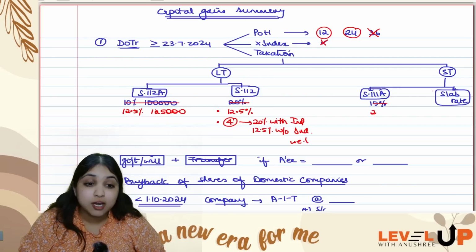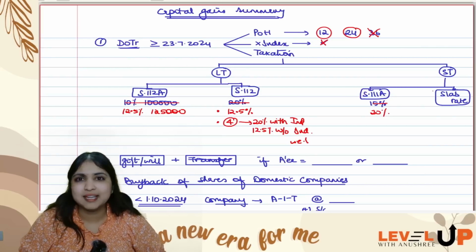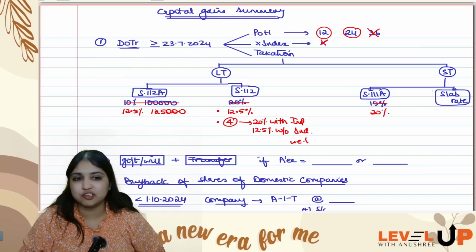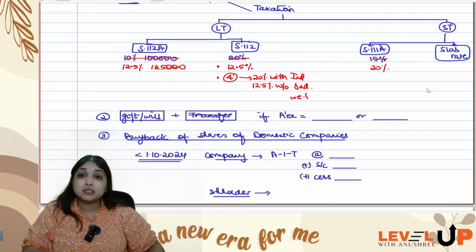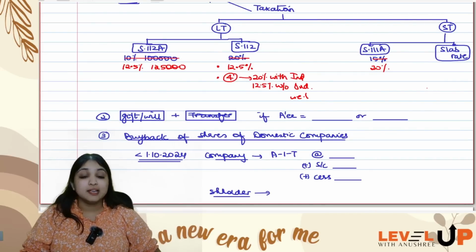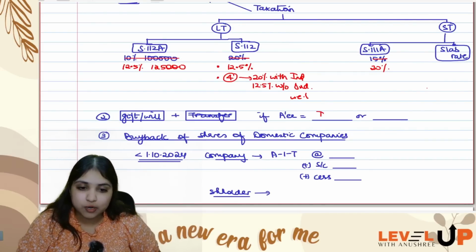This will change to 20%. If 111A is not applicable, slab rate taxation will apply. That will remain the same. Then we learned, if there is a transfer by way of gift or will, it will not be considered as transfer only if assessee is individual or HUF.